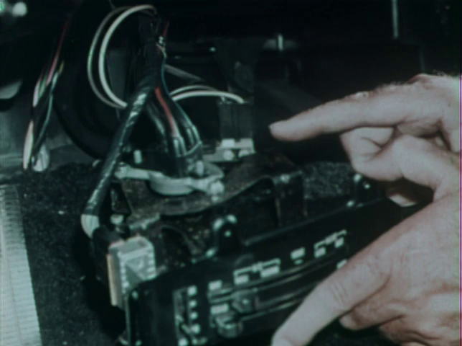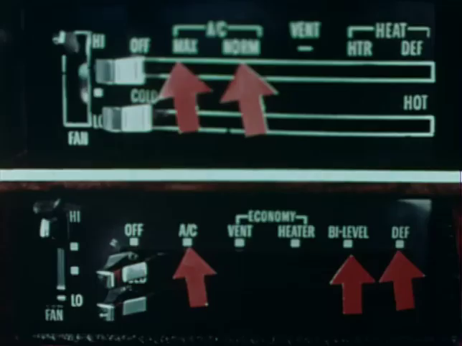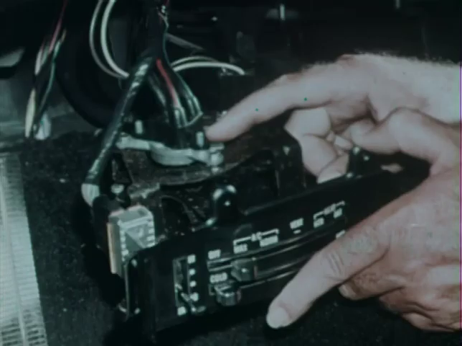The selector lever controls the compressor operation by means of a switch located at the rear of the control panel. When the selector lever is in either of the AC positions on the Vega, or in AC, bilevel, and defrost positions on C and K series light trucks, the compressor switch is closed. In all other positions, the compressor switch is open and the compressor cannot operate.